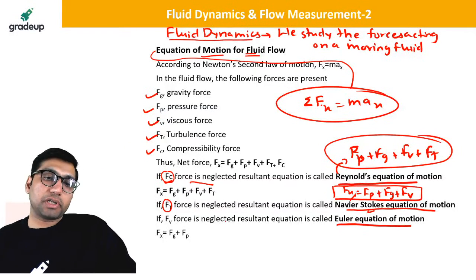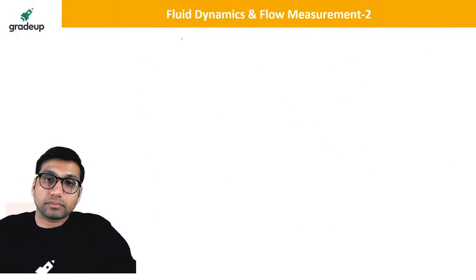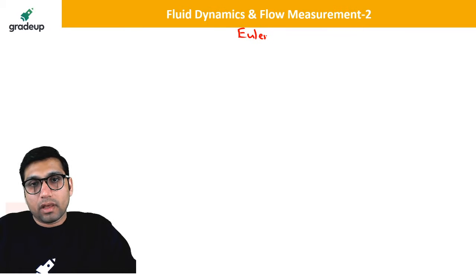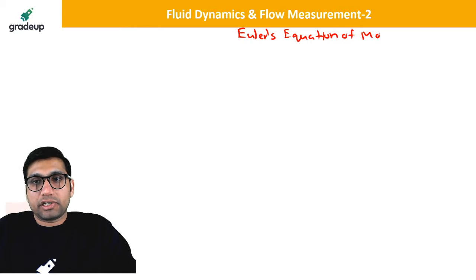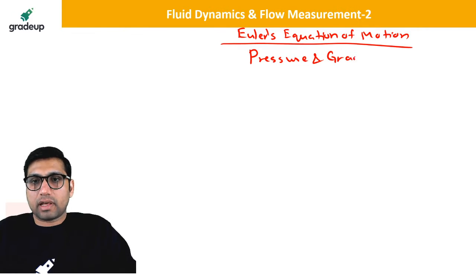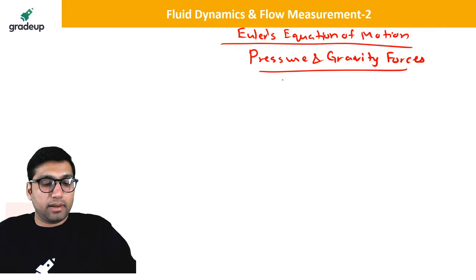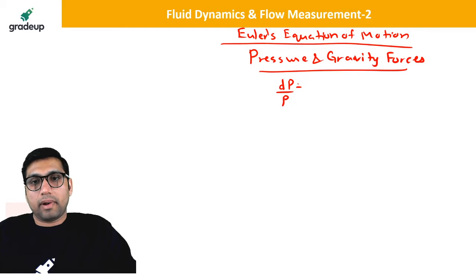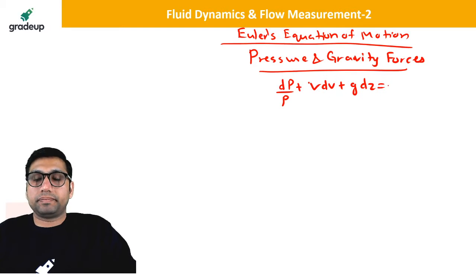While in Euler equation of motion, we only consider two forces, pressure force and gravity force. Why is this important? Because Euler's equation of motion is very important, and I am going to tell you the direct relation. Only pressure and gravity forces are considered in the Euler equation of motion, and so the equation is simple, that is dp by rho plus vdv plus gdz is equal to 0.